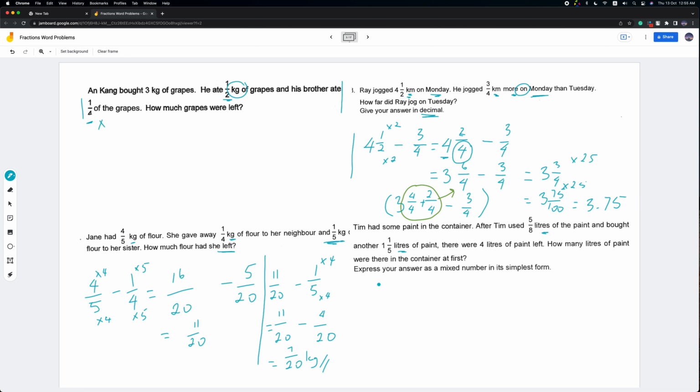So I think the word problem will have a few parts. Next question. Tim had some paint in the container.